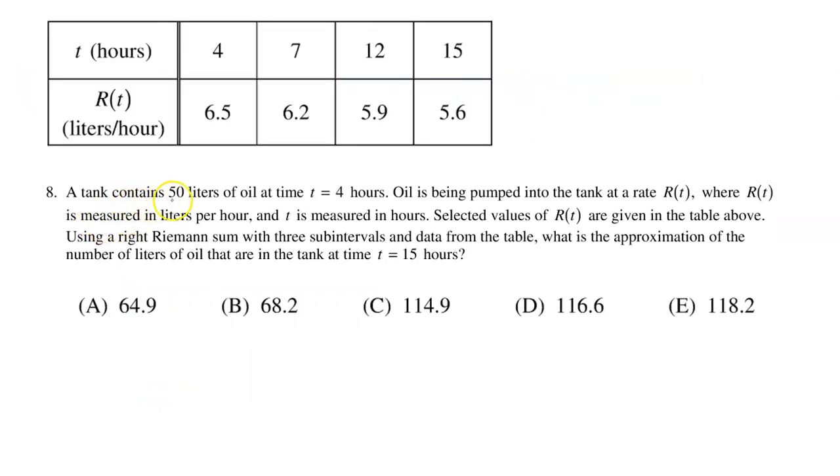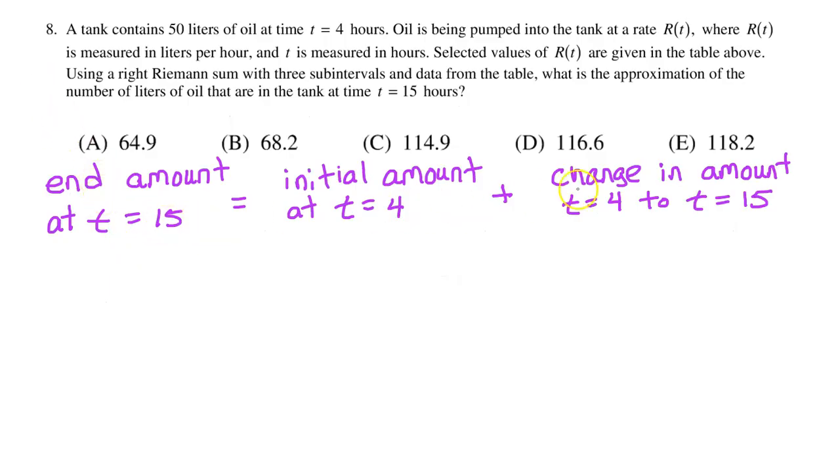A tank contains 50 liters of oil at time t equals 4 hours. Oil is being pumped into the tank at a rate of R of t, where R of t is measured in liters per hour and t is measured in hours. Selected values of R of t are given in the table above. Using a right Riemann sum with 3 subintervals and data from the table, what is the approximation of the number of liters of oil that are in the tank at time t equals 15 hours? Here is our strategy.